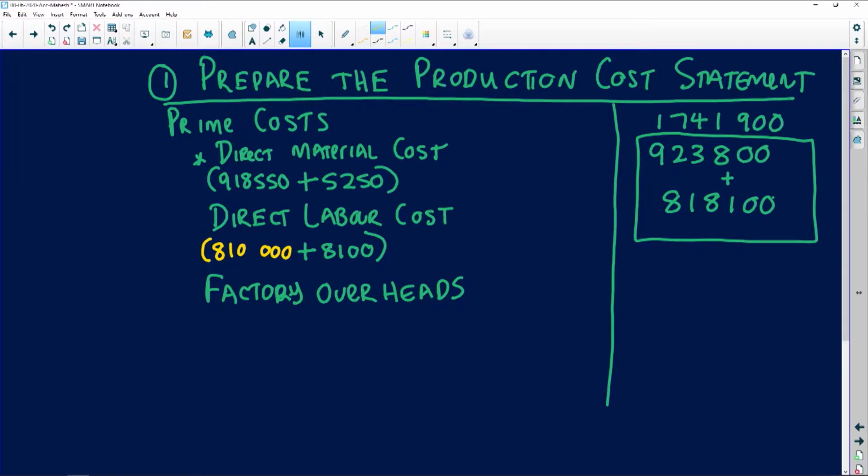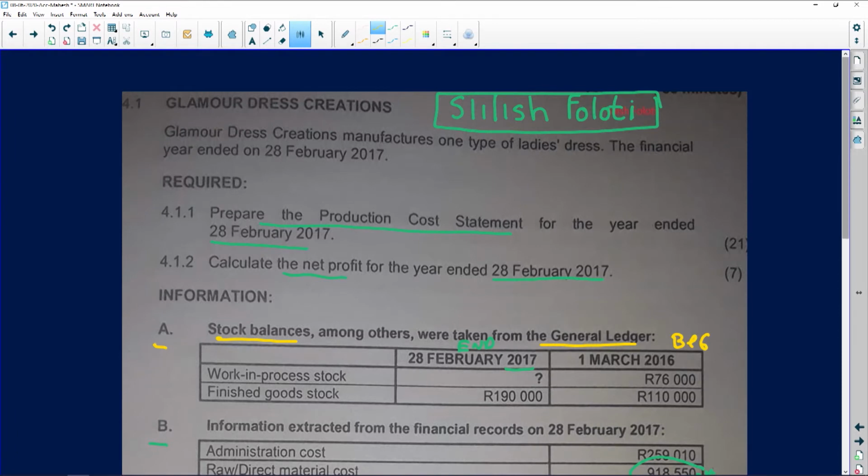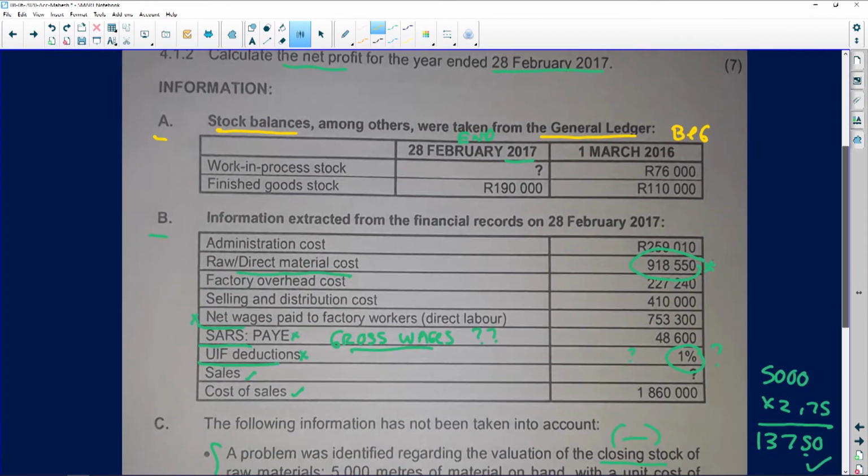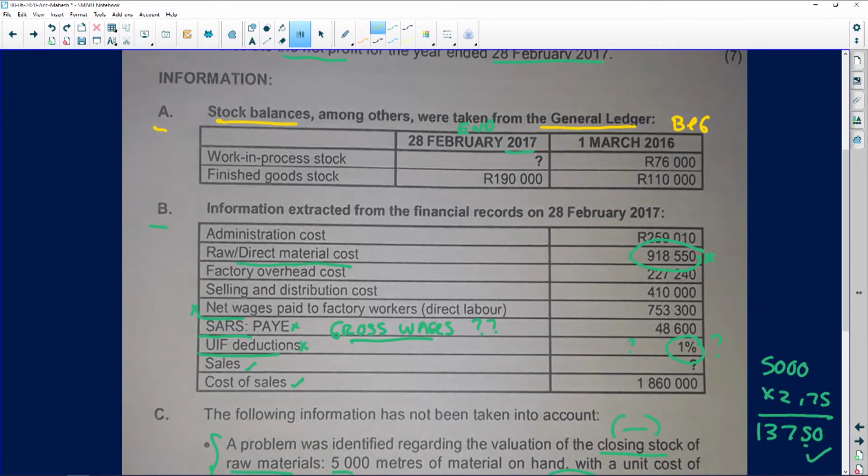Right, guys, let's continue with the question. So we're now going to calculate your factory overheads. Looking at the information given to us, as we can see from the table, factory overheads has been calculated. Now remember, normally you are given a note, but in this particular case, factory overheads is given to us. You probably cannot see that amount, so let me just quickly erase this.